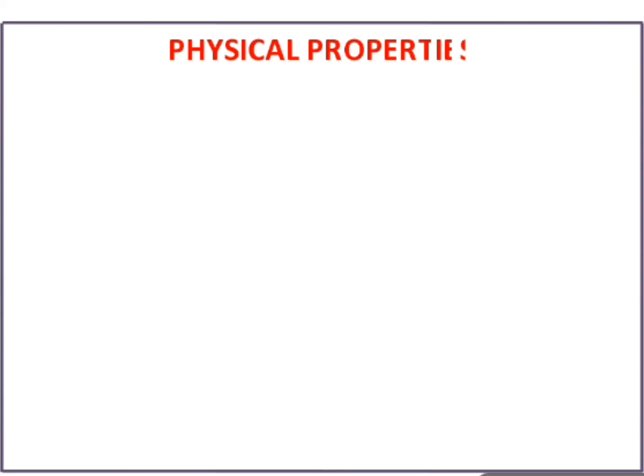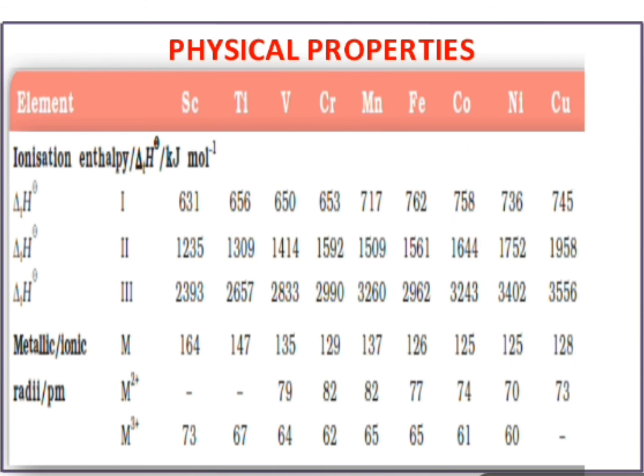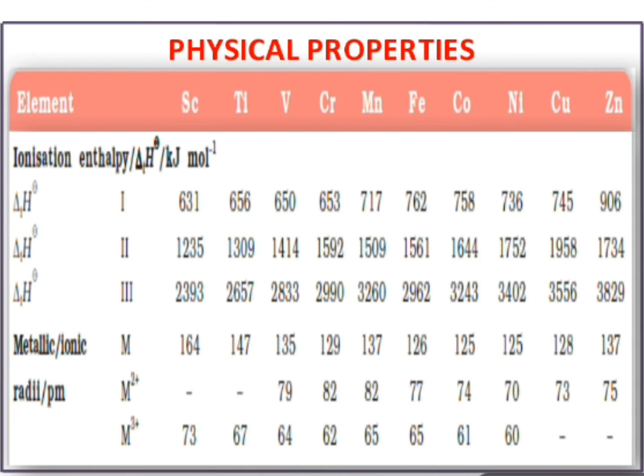Now see in physical properties, the second table. In this second table you can see the metallic radii and ionic radii. In metallic radii, as you move left to right, atomic radii is continuously decreasing. You can see first 164, 147, 135, this one is decreasing, then this one is increased.